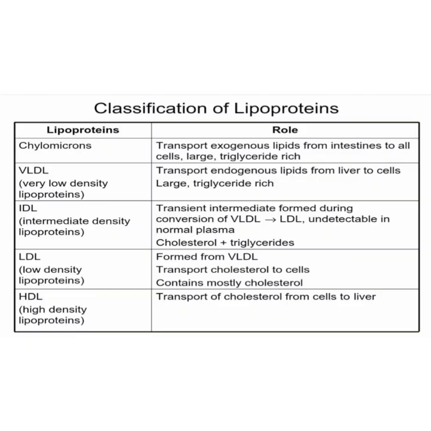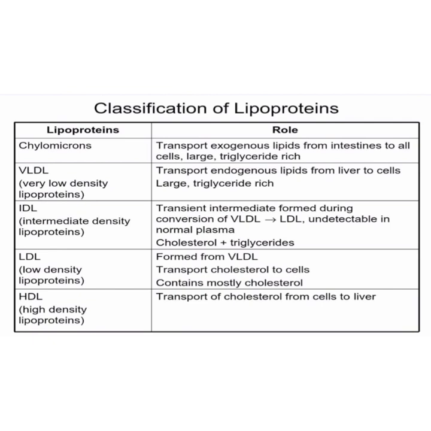Classification of lipoproteins: chylomicrons, VLDL, IDL, LDL, HDL. Chylomicrons transport exogenous lipids from the intestines to all cells; they are large and triglyceride rich. VLDL, very low density lipoprotein, transports endogenous lipids from the liver to cells; it is large and triglyceride rich.